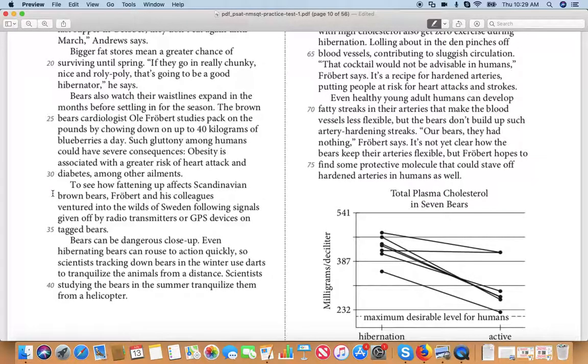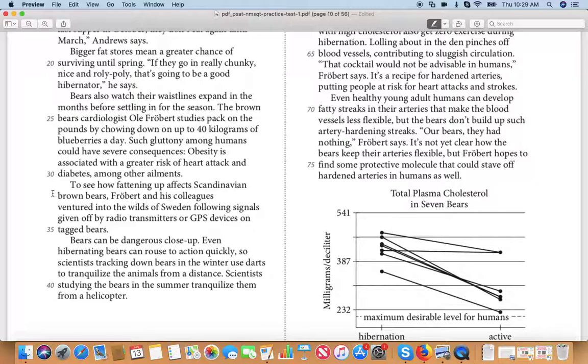To see how fattening up affects Scandinavian brown bears, Frobert and his colleagues ventured into the wilds of Sweden following signals given off by radio transmitters or GPS devices on tagged bears. Bears can be dangerous close up. Even hibernating bears can rouse to action quickly, so scientists tracking down bears in the winter use darts to tranquilize the animals from a distance. Awesome. Scientists studying the bears in the summer tranquilize them from a helicopter.